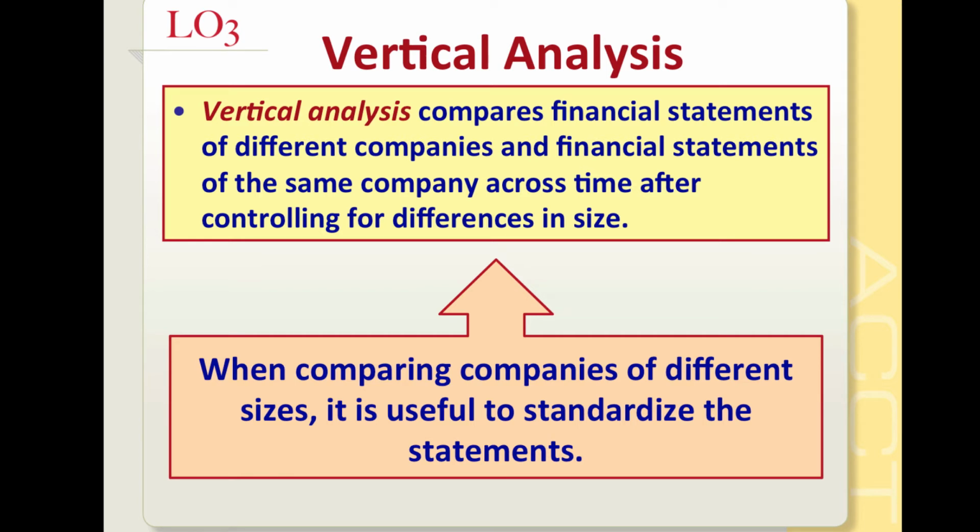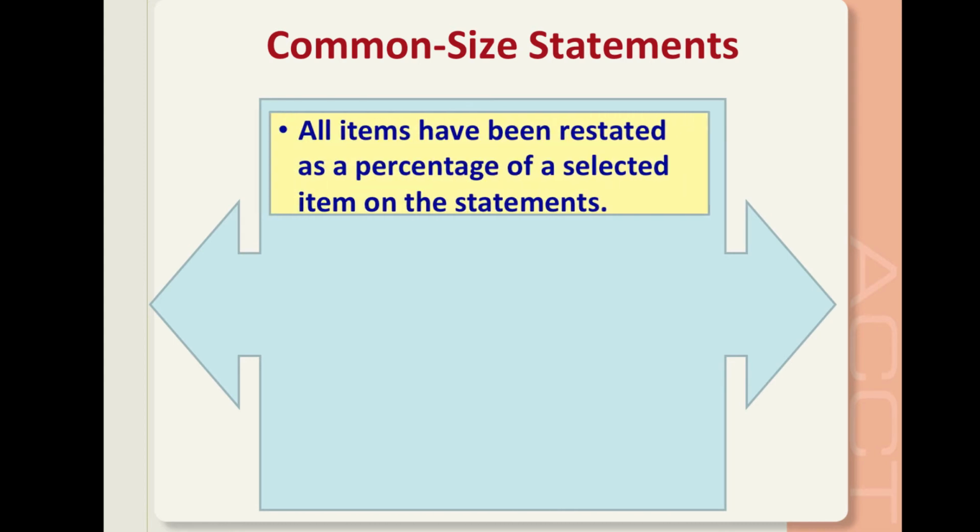Now let's go ahead and take a look at the second one, which should also be a review for you, in looking at vertical analysis. Vertical analysis compares financial statements of different companies and financial statements of the same company across time after controlling for their differences in size. When comparing companies of different sizes, it's useful to standardize the statements, and this is how we do that. We do what we call common sizing.